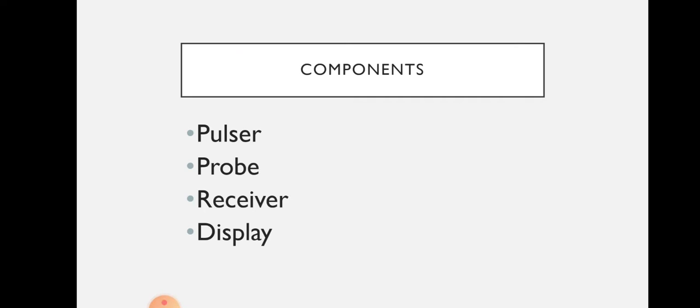Now what are the components of A scan? The A scan contains a pulsar, probe, receiver and display unit. Pulsar will send the ultrasound via the probe, and receiver will receive the reflected ultrasound, and display unit will show the echo. There are several types of A scan procedures: contact, immersion and automatic.